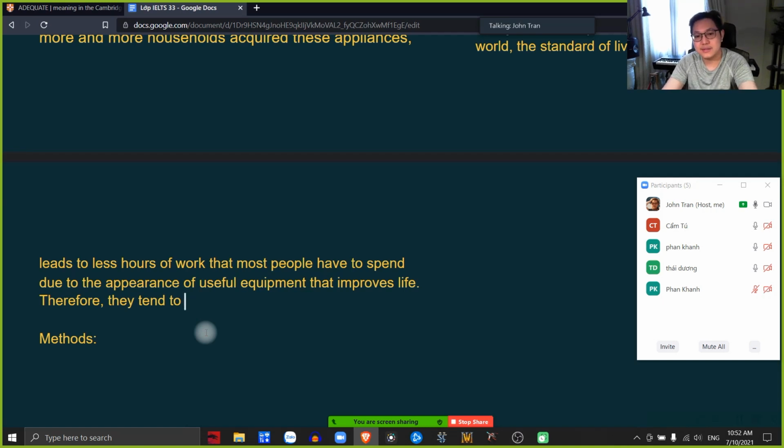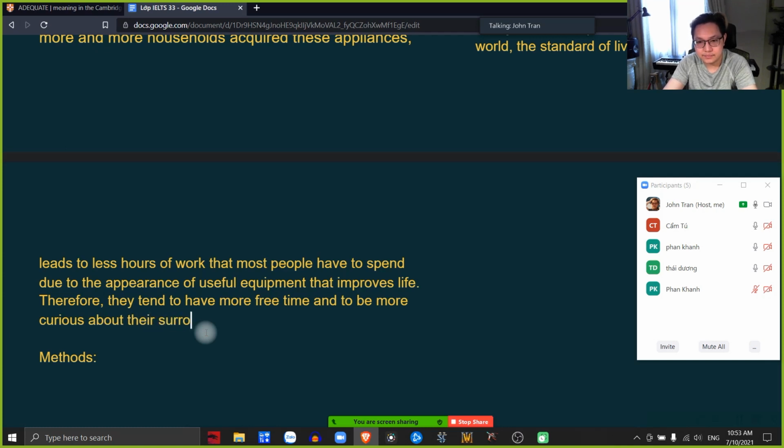Okay, therefore they tend to have more free time, and they tend to have more free time and to be more curious about their surroundings.